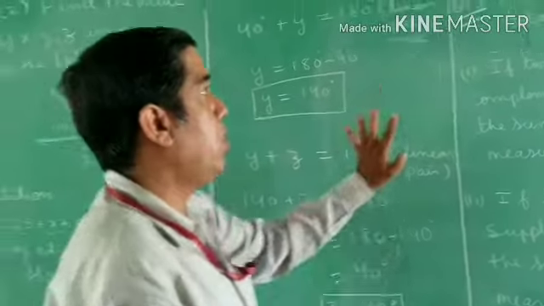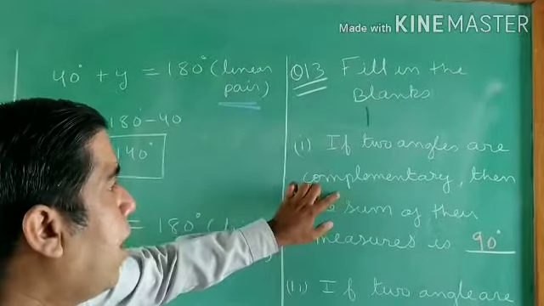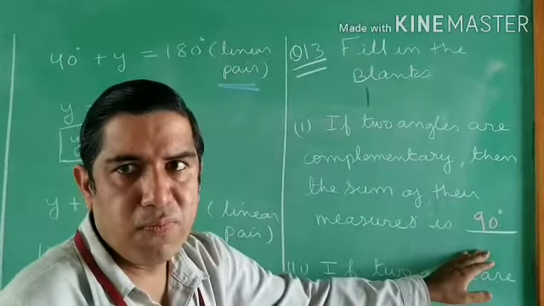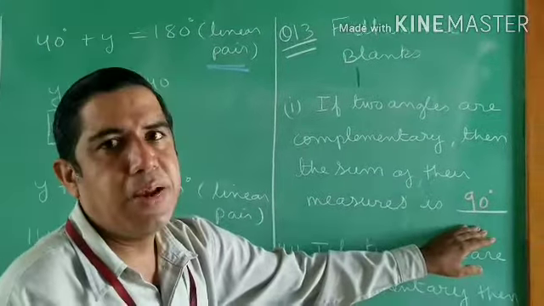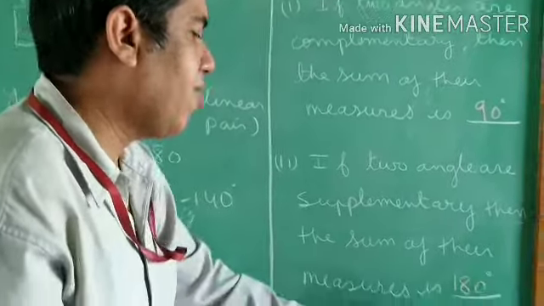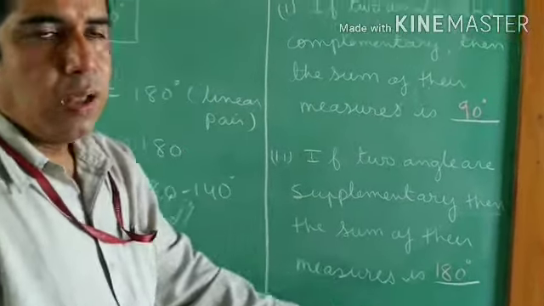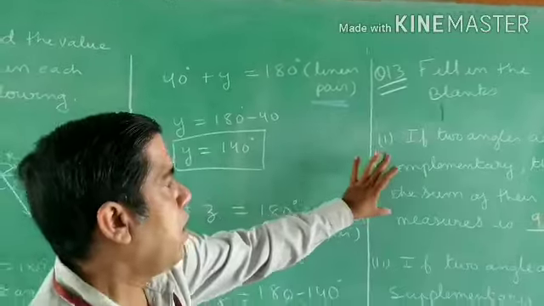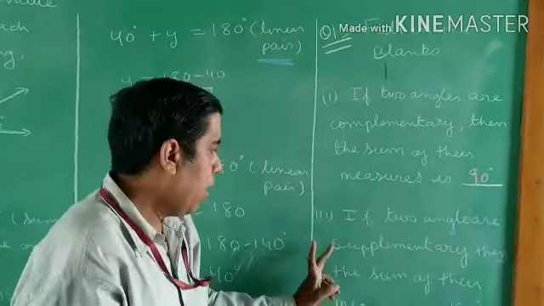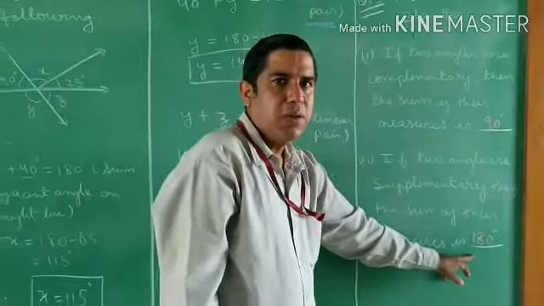Now question number 13. Fill in the blanks. If two angles are complementary, then the sum of their angle measures is, as we already know from the definition of complementary angles, 90 degrees. If two angles are supplementary, then the sum of their measures is, by definition, 180 degrees. Let me repeat: the sum of two complementary angles is 90, and the sum of two supplementary angles is 180 degrees.